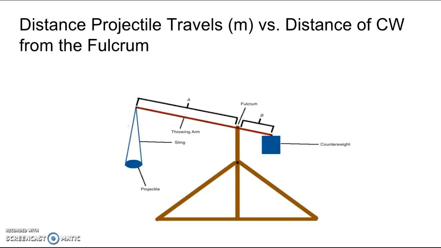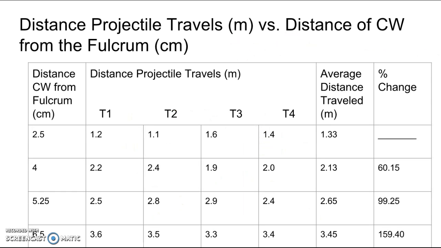Alright, so in the scenario you were given, two students were investigating how the counterweight's distance from the fulcrum affected the distance of the projectile. They started with the counterweight closer to the fulcrum, and then they started moving it further and further away, and they wanted to see how that affected how far the projectile would go. So it's a good idea to make sure you understand what is actually being investigated before you even answer any questions. Your table should have looked something like this.